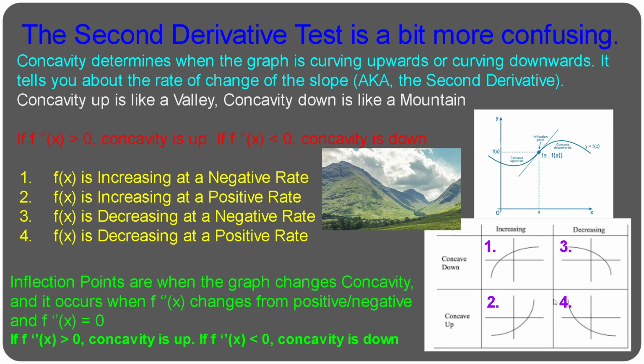And then for quadrant 4, f of x is decreasing at a positive rate. I'm sure I don't need to go over this one. As you decrease in value, the rate at which that happens is slower. And let's talk about inflection points.